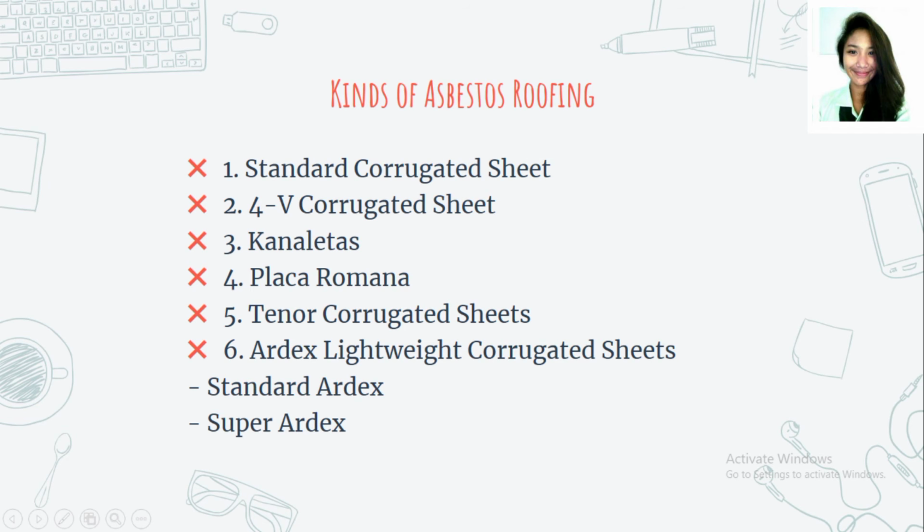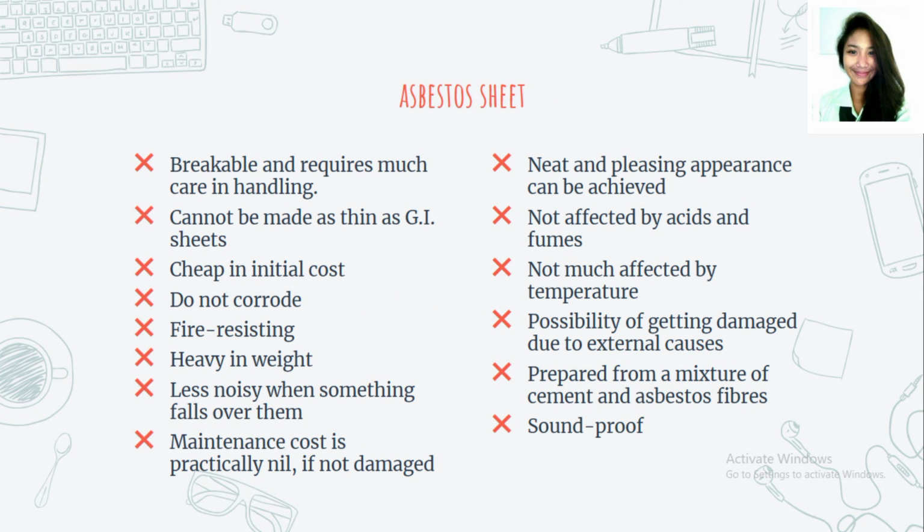So there are actually 6 kinds of asbestos roofing: the standard corrugated sheet, the 4V corrugated sheet, canaletas, placa romana, tenor corrugated sheets, and Ardex lightweight corrugated sheets, which has two types, the standard Ardex and the super Ardex. To add, these are the advantages and disadvantages of using asbestos sheet.